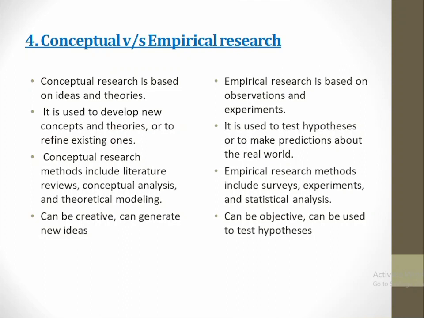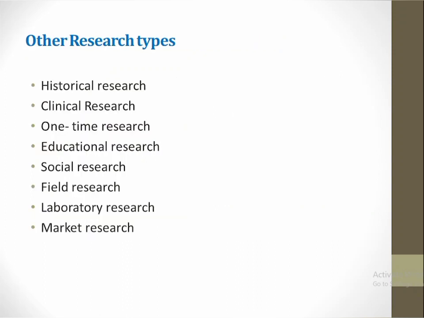So next we will see some of the other types of research like historical research, clinical research, one-time research, educational research, social research, field research, laboratory research, and marketing research. So, historical research is the study of past events, historical documents, remains, and relics. And clinical research is employed to study the effects of a new drug. One-time research is carried out on a small scale in a short period with a specific purpose.